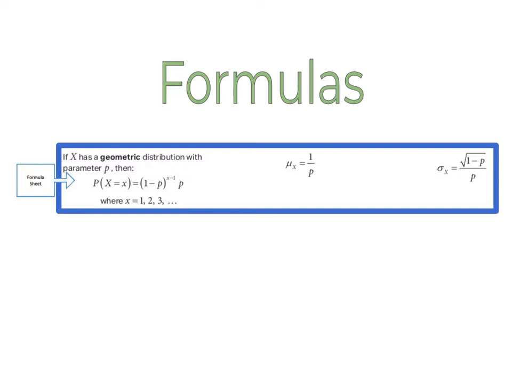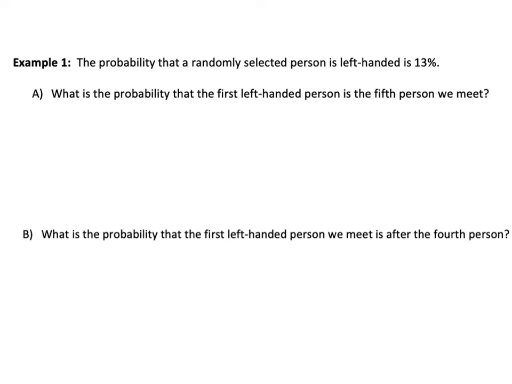So let's start by looking at a scenario. The probability that a randomly selected person is left-handed is 13%. The first question is, what is the probability that the first left-handed person is the 5th person we meet? It stands out to me that this is possibly geometric because we're saying the first left-handed person, so the first time it occurs, is the 5th person we meet.